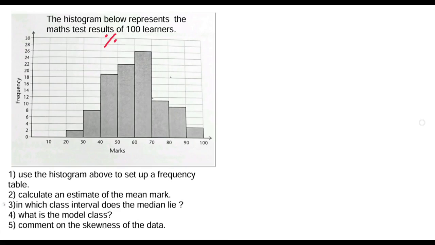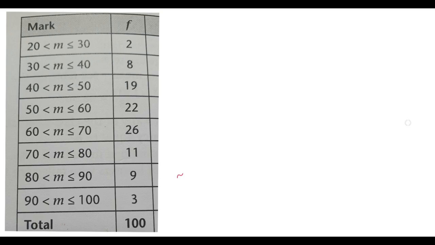Now the question said, third question, in which class interval does the median lie? Question 4, what is the modal class? The last question, comment on the skewness of the data. I'll show you. So I need to find the median class. First I need to find the position of the median, and then I can find the median class.